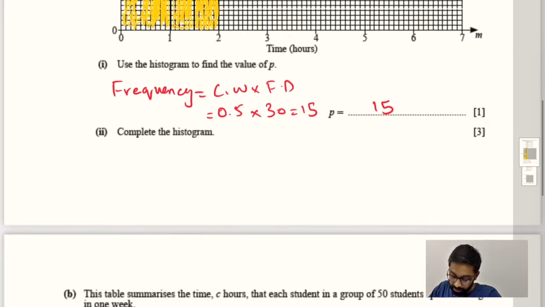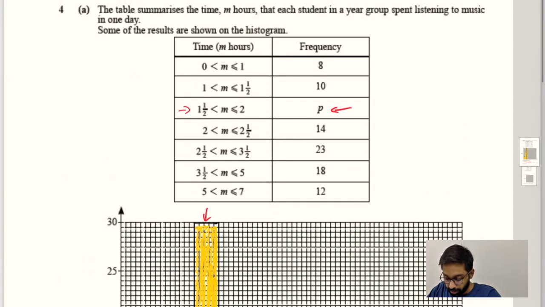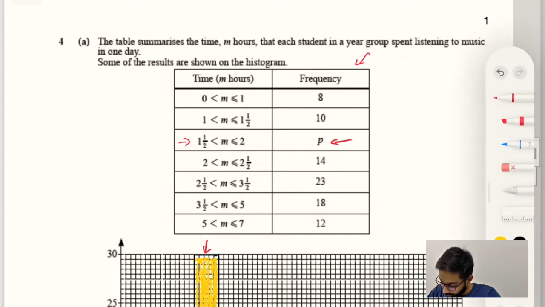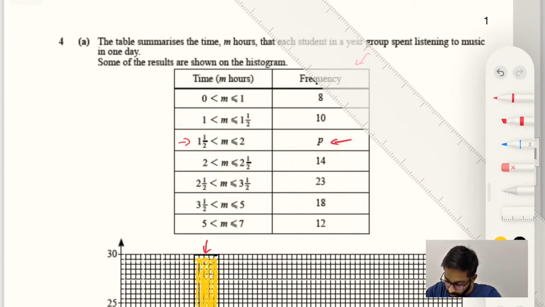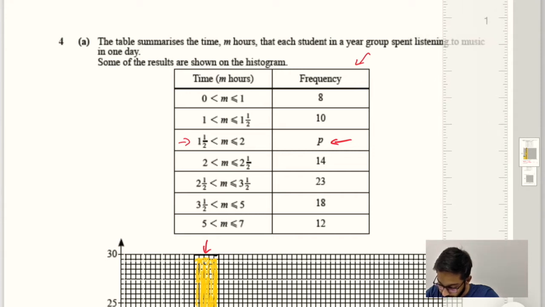The second part says complete the histogram. Now, in order to complete the histogram, the first thing that we need to do is find the frequency densities for all of these intervals in this table. So let's do that. Let's make a column first. When we make a column on the right, we can list down all the frequency densities in one place. Okay, let's do this.